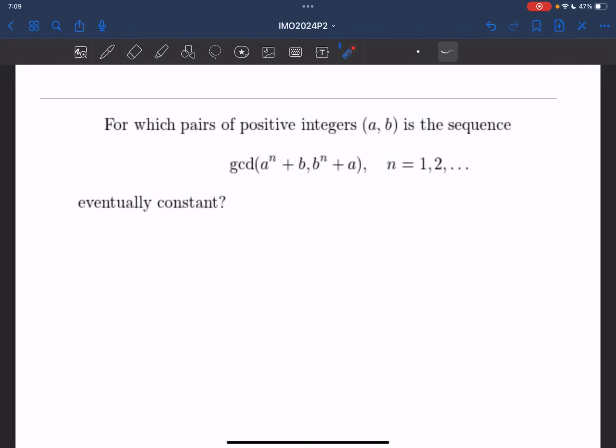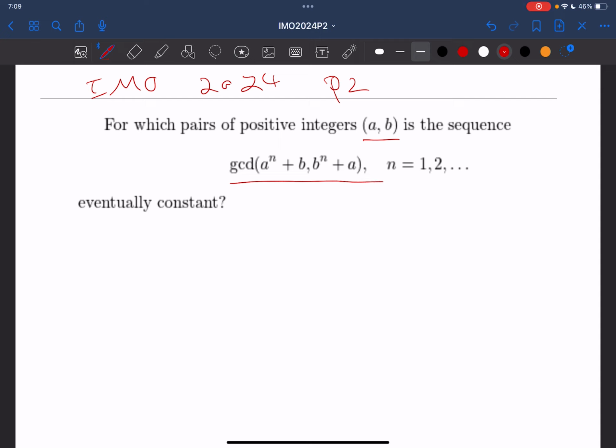Welcome back to my channel, and today I'm going to solve an IMO 2024 problem. This is from IMO 2024 problem 2. The question is as follows: for which pairs of positive integers a and b is this sequence, the GCD of a to the power n plus b and b to the power n plus a for n from 1 to infinity, eventually constant.